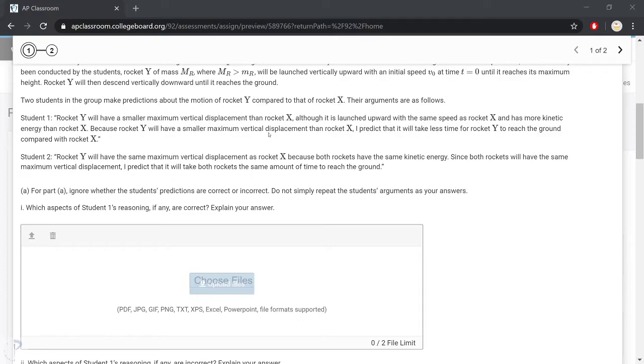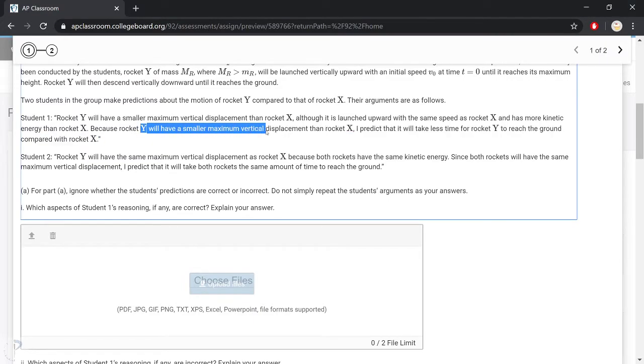So therefore, student 1 assumes that rocket Y will have a smaller maximum vertical displacement. Student 1 is incorrect because H is directly proportional to v0 squared, and v0 squared is the same for both. Whereas student 2 got it correct in that they have the same maximum displacement.